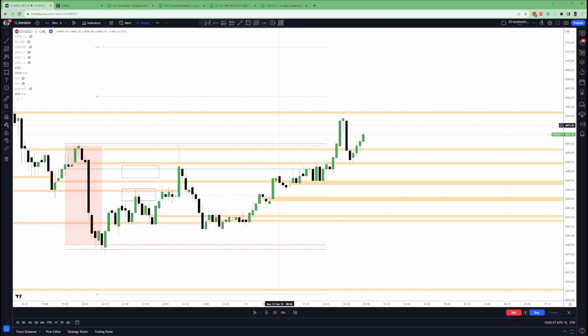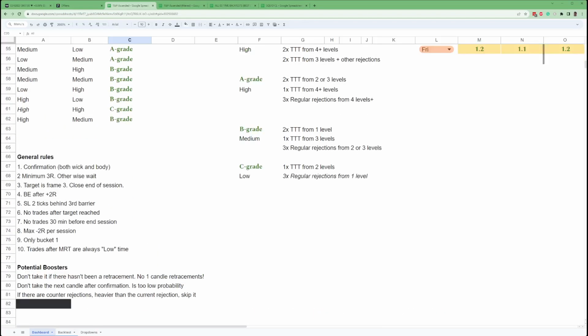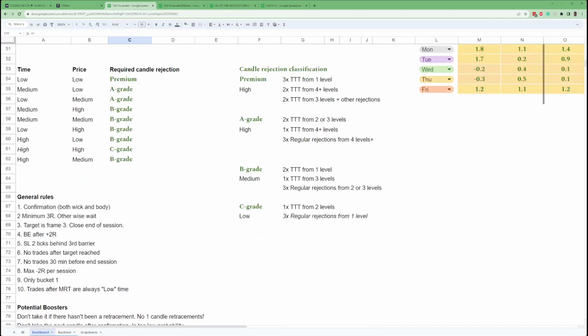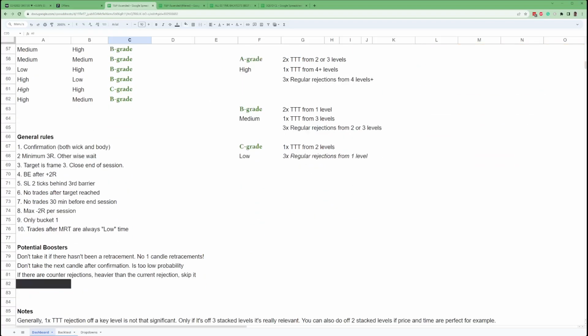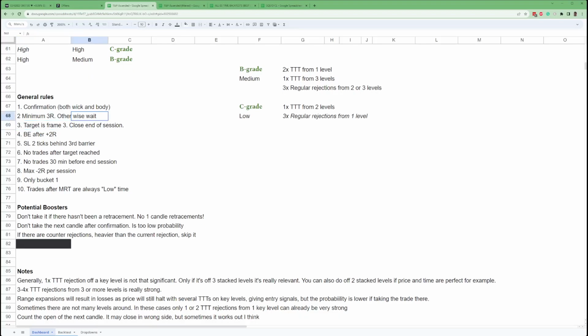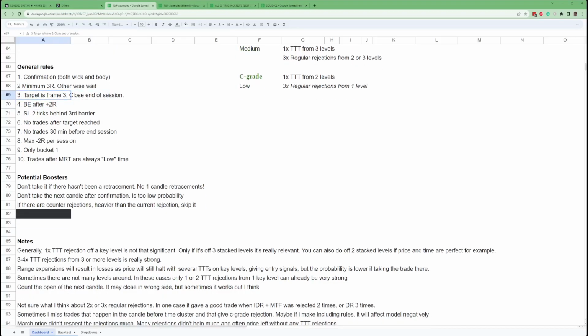So now we've discussed this part, I think it's time to dive a bit deeper into the setups and the model itself. The general rules, based on the normal 3.0 frame rules, are: you need a confirmation first, wick or body. You need a minimum of 3R. Otherwise you just have to wait and see if there's a next candle close that's more favorable. The target is frame 3.0. We close at the end of the session.